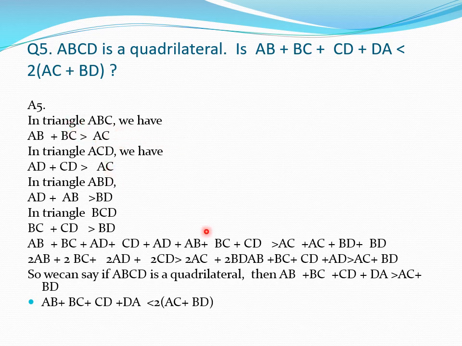In the last statement in question number 4, we have proved that AB plus BC plus CD plus DA is greater than AC plus BD. After proving this statement, we multiply the statement by 2. And you know, if you multiply any statement or equation, you have to multiply both sides. Here we have multiplied only on one side.